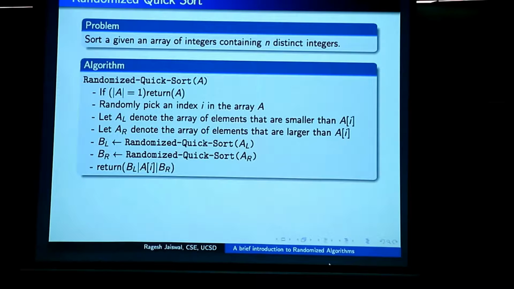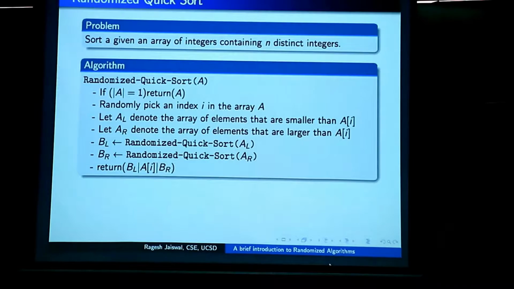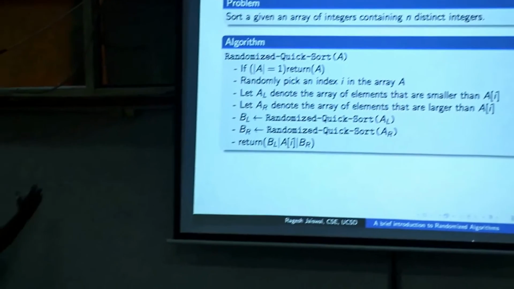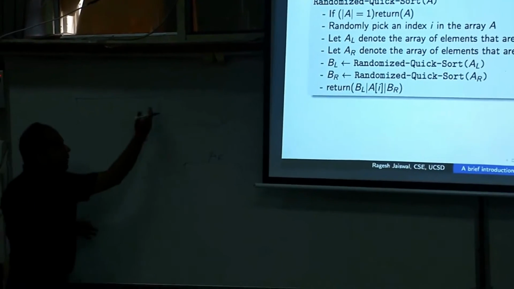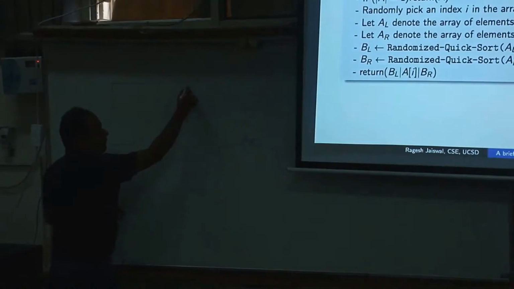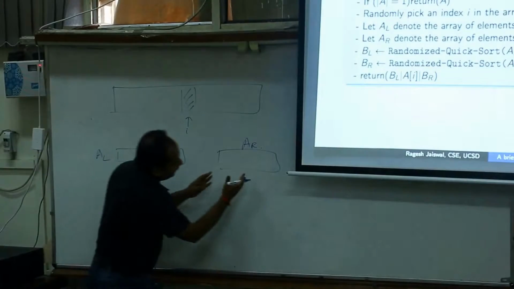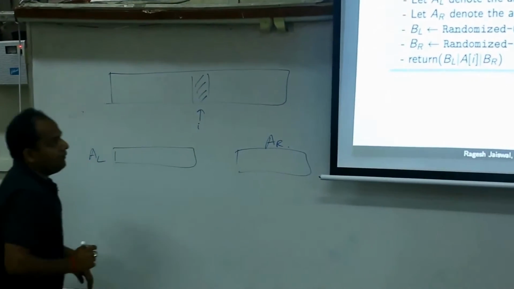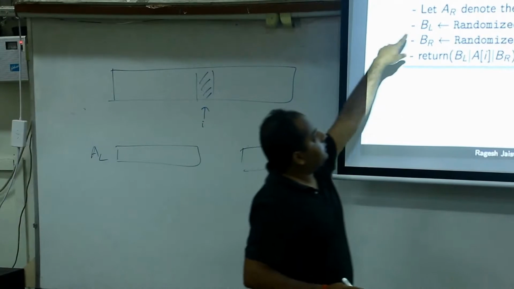Now what you do is you create two arrays. Let's call them AL and AR. In AL, you put all the elements from the array that are smaller than A of i. In AR, you put all the elements that are larger than this element. That's what you do in these two lines.